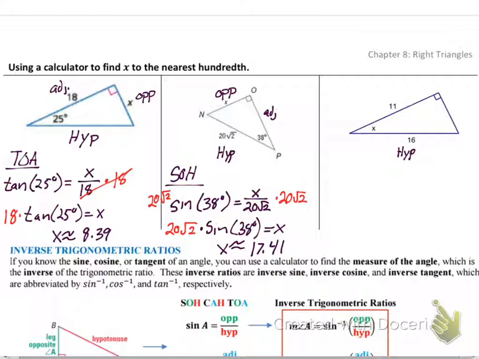Our last one. Well, I'm looking for x because it's labeled. The one opposite of it is called our opposite, and we have adjacent. That means the only ones that are labeled are adjacent and our hypotenuse. Which one uses adjacent and hypotenuse? Cosine, or cos. So I'm going to say cosine of x equals, cosine is CAH, so it's adjacent over hypotenuse, 11 over 16. Maybe I should write that. CAH, SOHCAHTOA.